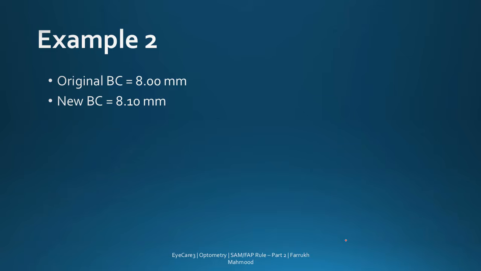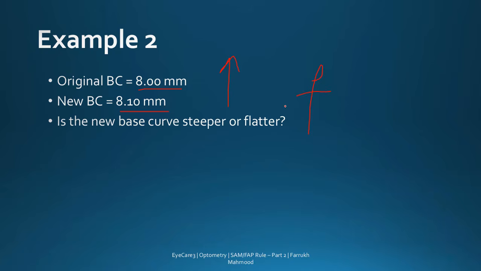Now example 2, original base curve is 8 millimeter, the new base curve is 8.1 millimeter. Now in millimeter we have increased the value, that means that the lens is flatter. So we will apply FAP, and according to FAP we will add plus power. How much? Again here the difference is 0.1 millimeter, so we will add plus 0.50 value in the contact lens power.